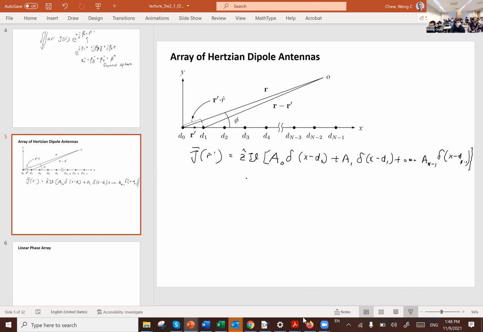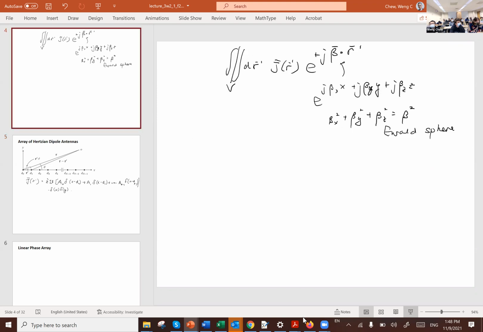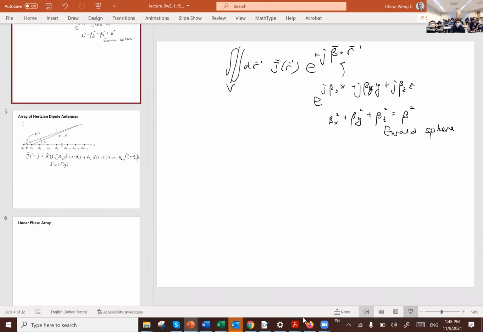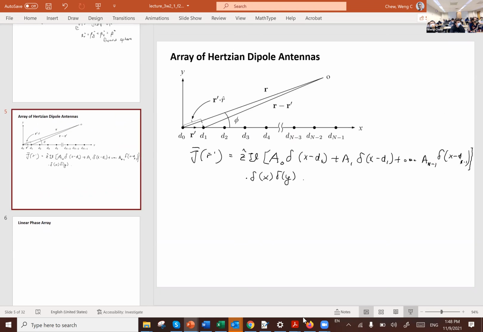And then I have to multiply by the fact that these are point sources in dipoles, so I have to multiply by delta x and delta y. So I have defined this current distribution as a linear superposition of radiation by an array of Hertzian dipoles. Now, the next thing I do is the mathematics. I substitute this into the previous integral that we have derived, to find our vector potential A. And we are ready to do that.